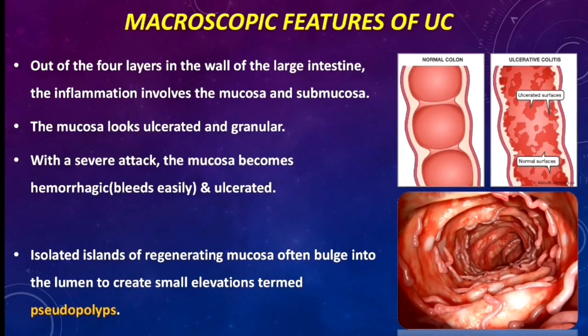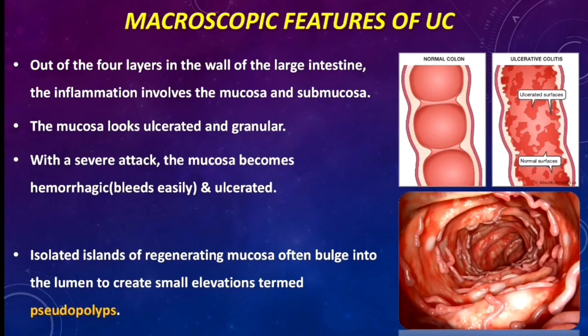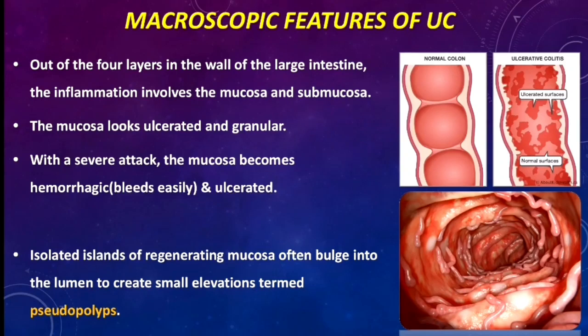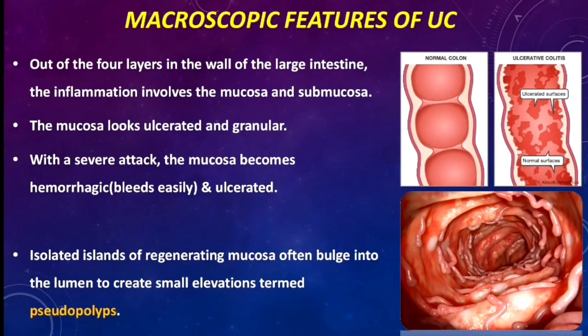Out of the full layers of the wall of the large intestine, the inflammation involves the mucosa and submucosa only. The mucosa looks ulcerated and granular. With a severe attack, the mucosa becomes hemorrhagic. That means it bleeds easily and is ulcerated. Isolated islands of regenerating mucosa often bulge into the lumen to create small elevations termed pseudopolyps. As we can see in the picture on the right, the pseudopolyps in the colon.